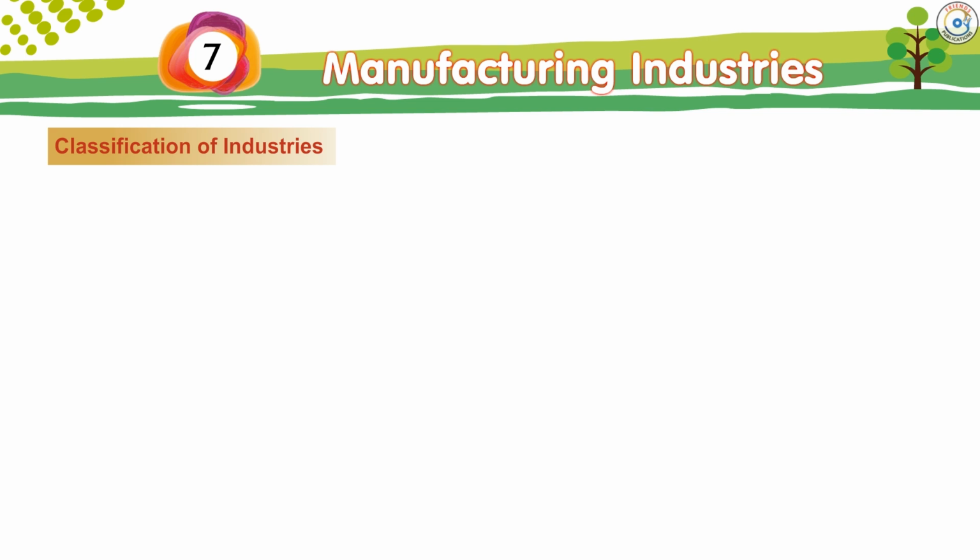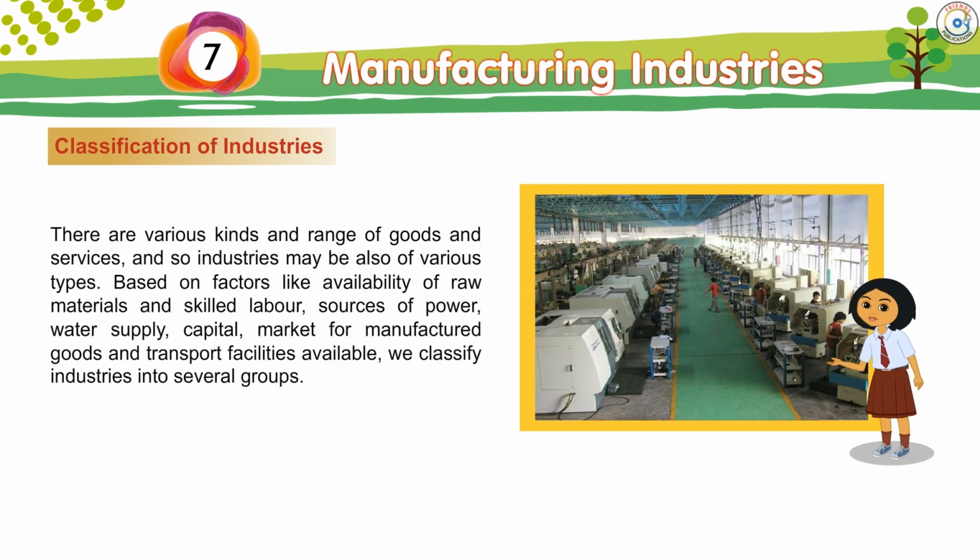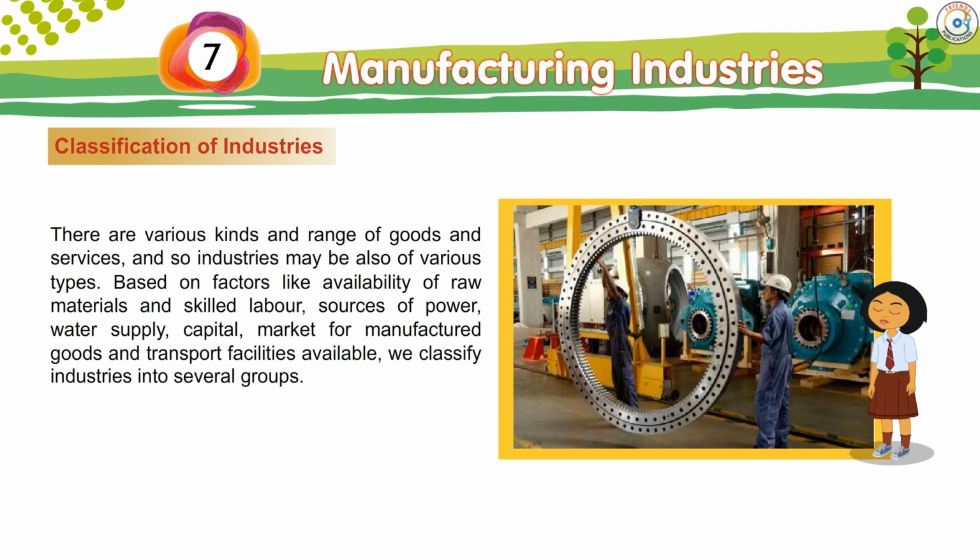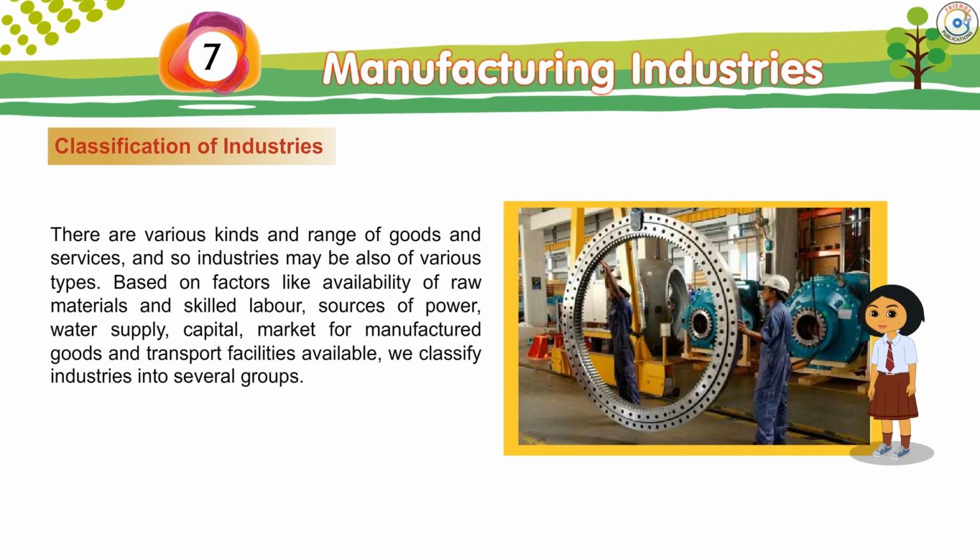Classification of industries. There are various kinds and range of goods and services, and so industries may also be of various types. Based on factors like availability of raw materials and skilled labor, sources of power, water supply, capital, market for manufactured goods and transport facilities available, we classify industries into several groups.